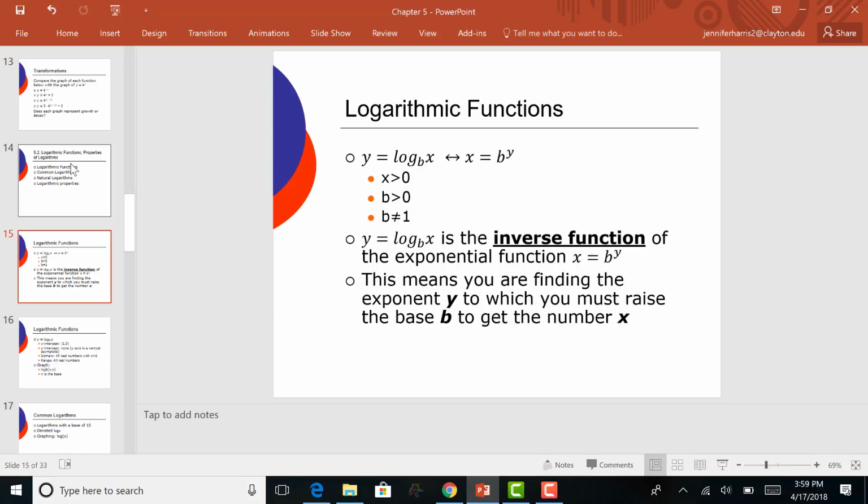Somebody tell me what goes in the first box. 3. Second box. 9. Last box. 2. Done.